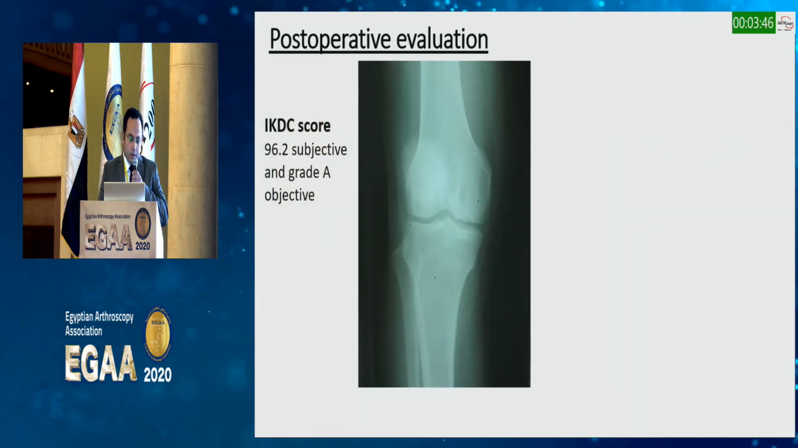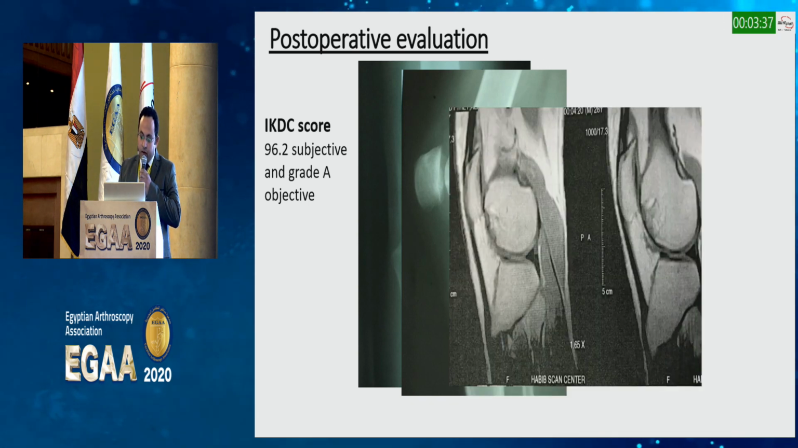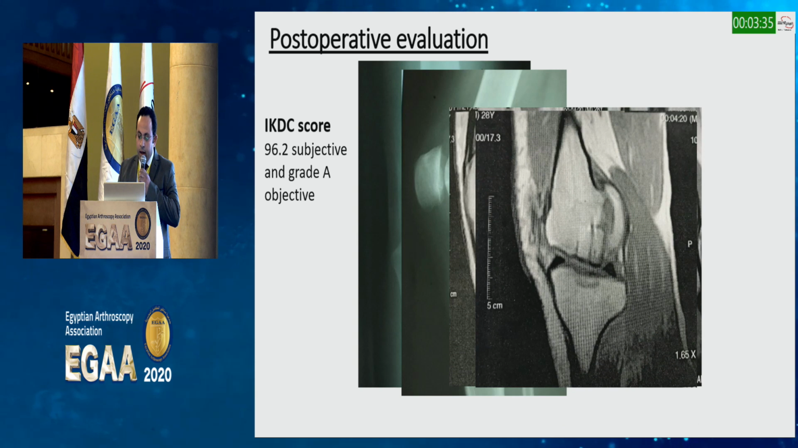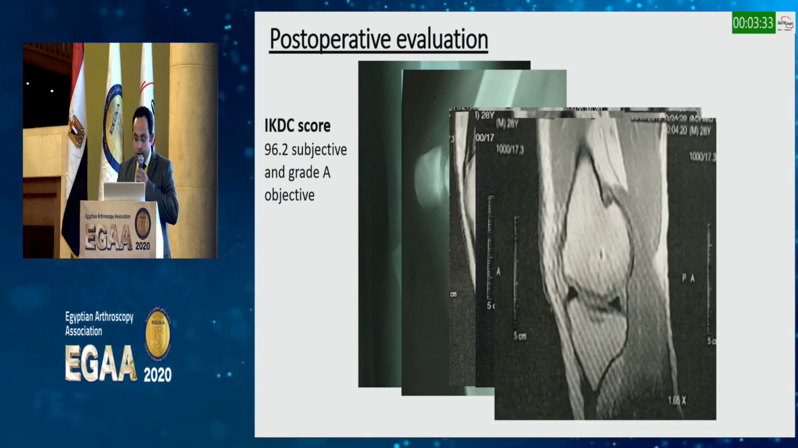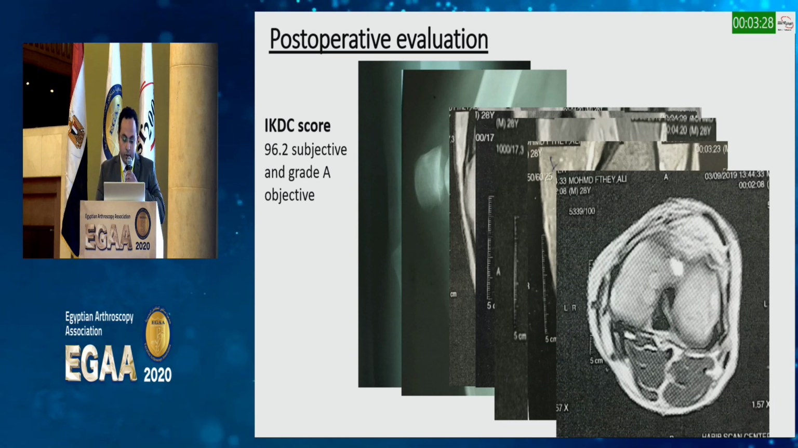The IKDC score improved to 96.2 post-operatively. At the last follow-up, it was grade A objectively. X-ray and MRI showed the filling of the recipient defect, the congruency of the medial femoral condyle, and the incorporation of the graft in the corresponding condyle.